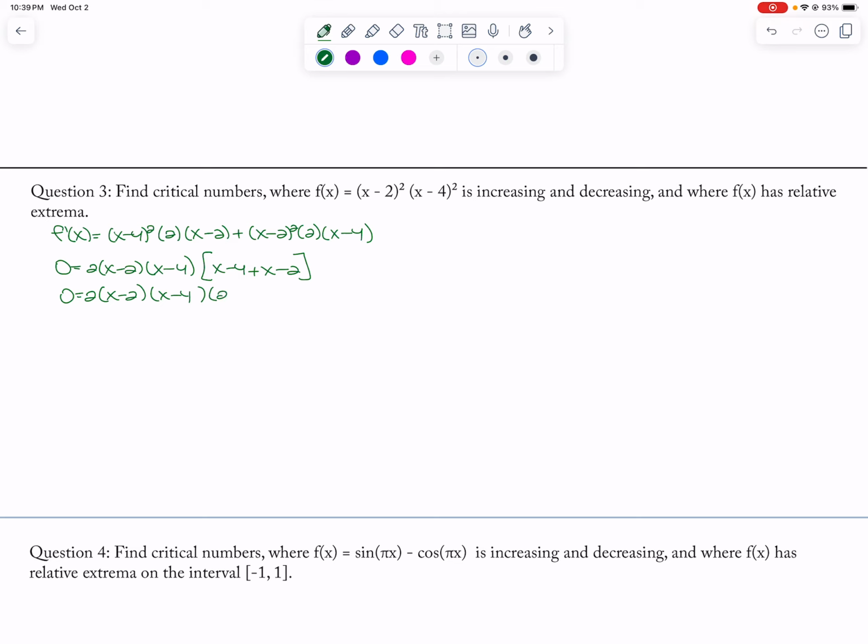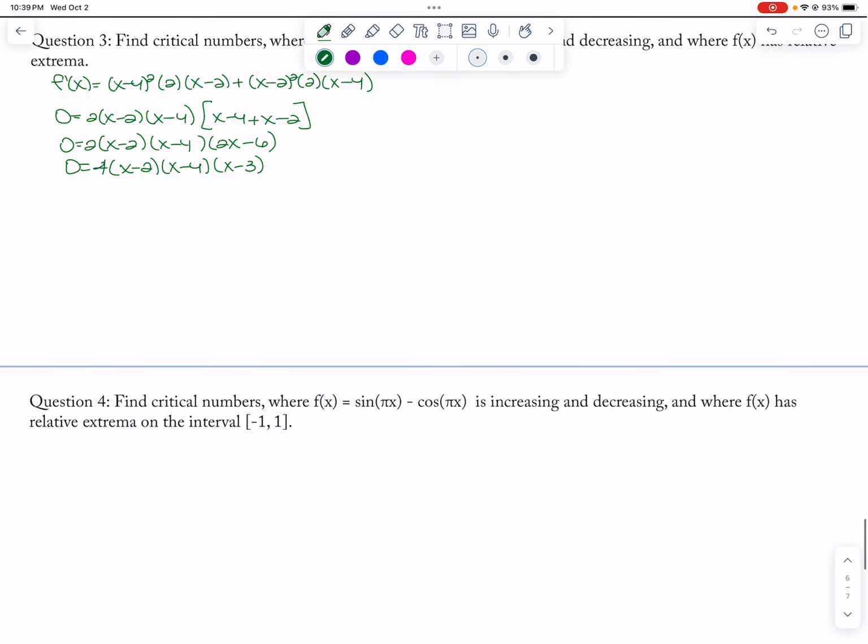So now I have 0 is equal to 2 times x minus 2, x minus 4, and then this gives me 2x minus 6, which is the same thing as 0 is equal to 4. Factor out a 2, and then I have an x minus 3. Okay, so now I get x is equal to 2, 3, and 4.